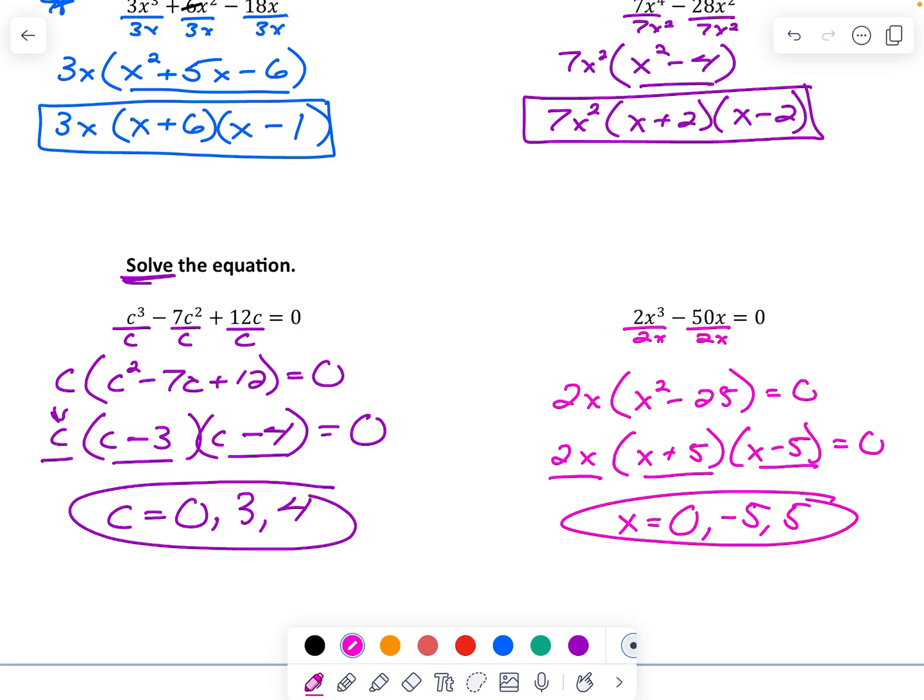So that's it. You did it. We finished the chapter. Today, the factoring by grouping was new, but this last part, factoring completely, we're combining all the skills we learned in this chapter. First, looking for greatest common factor and taking that out, then factoring into two parentheses.